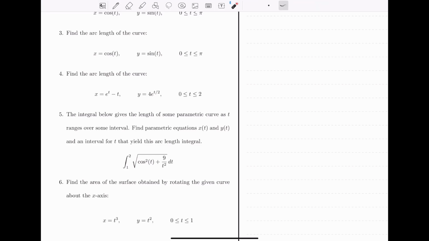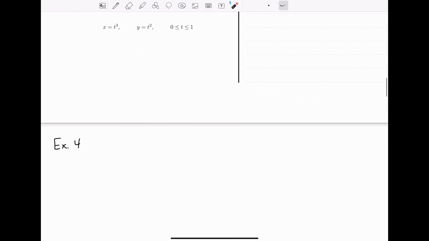Let's solve example 4. Here we have another arc length problem where we have different parametric equations, and we're going to use the arc length formula for parametric equations to find the length of the arc of this curve from t equals 0 to t equals 2. So first we'll copy down the equations.